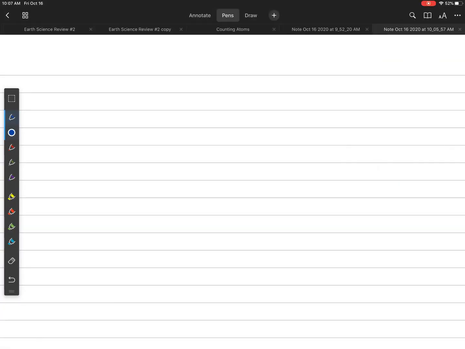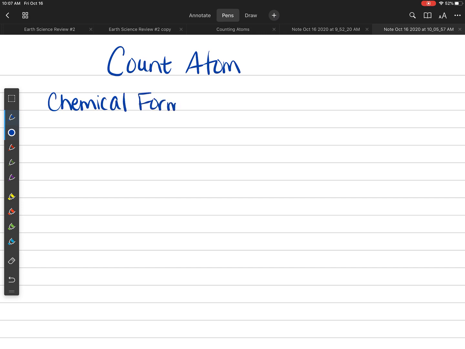Today we're going to talk about how to count atoms in a chemical formula. So let's remember what a chemical formula is. A chemical formula is what is used to identify the elements and number of atoms that are present within an element or a compound. So it identifies elements and atoms, or number of atoms.